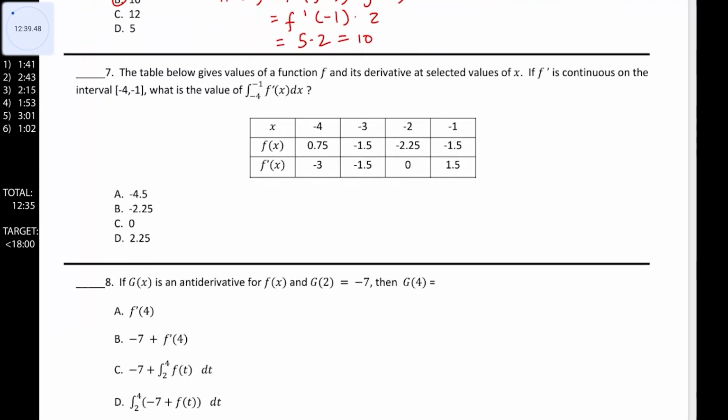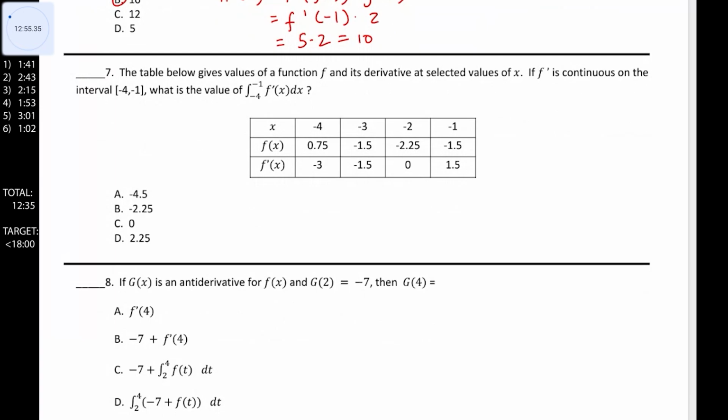Number 7 says the table below gives values of a function, f, and its derivative at selected values of x. If f prime is continuous on the interval -4 to -1, what is the value of the integral between -4 and -1 of f prime?